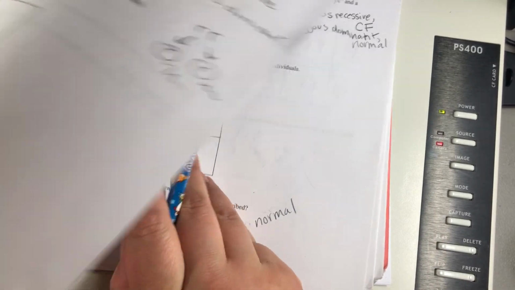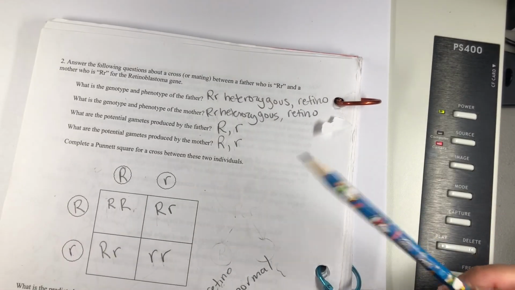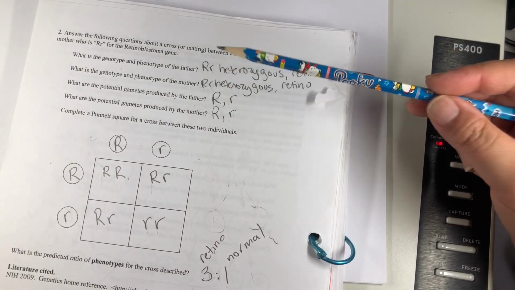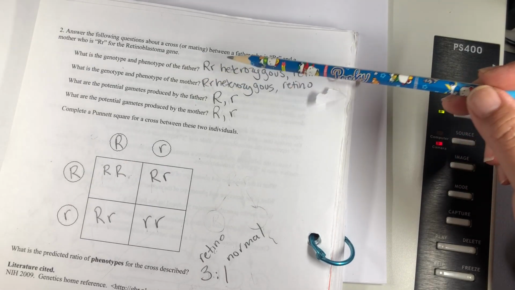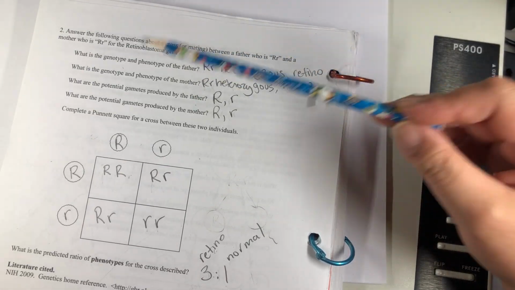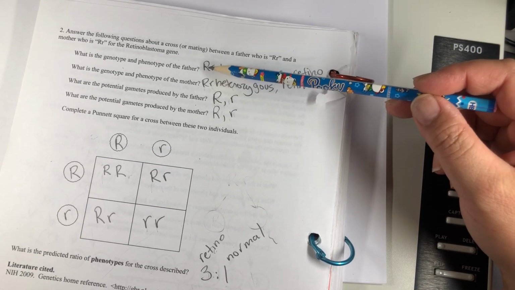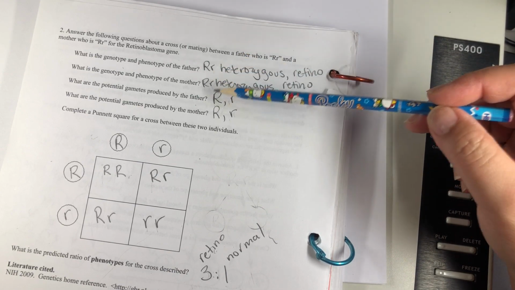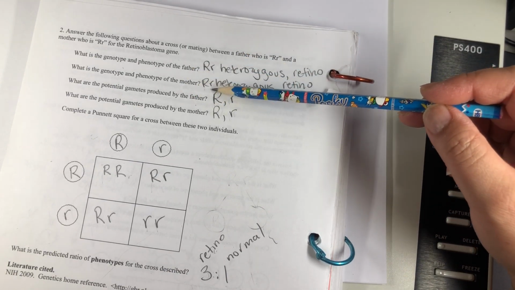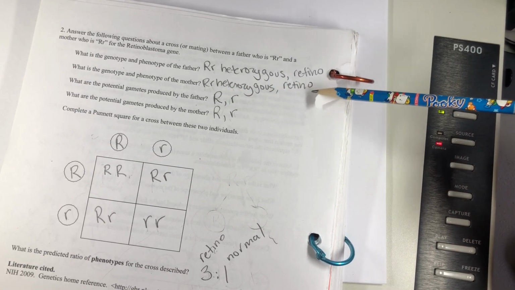All right, so going to the next page. This is on page 146. This is the same question regarding retinoblastoma. This is also autosomal dominant. So what is the genotype and phenotype of the father for two individuals that have retinoblastoma that are heterozygous? So the father is going to be heterozygous for retinoblastoma, big R, little r. The genotype for the mother is big R, little r. You can also say heterozygous for retinoblastoma as a phenotype.